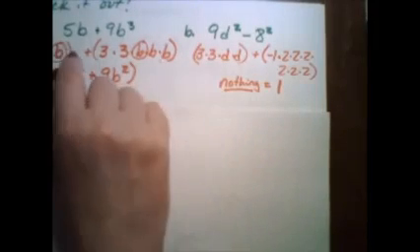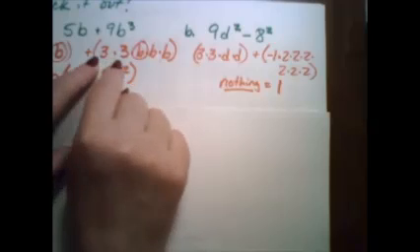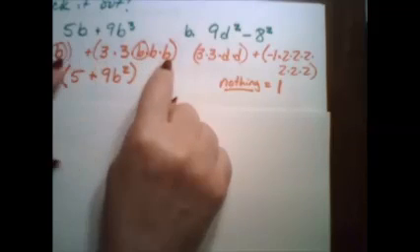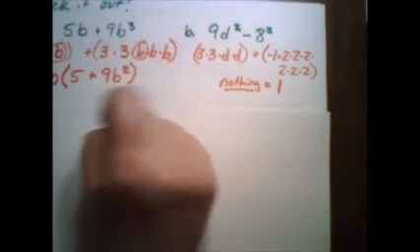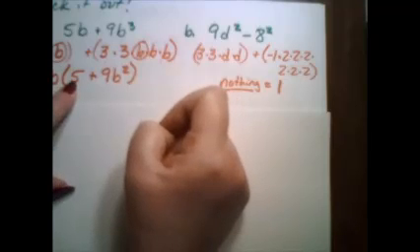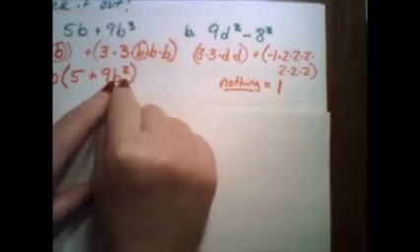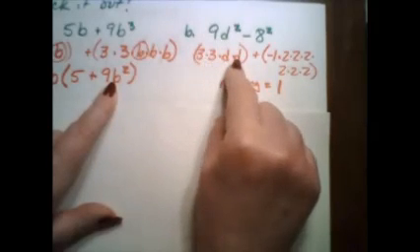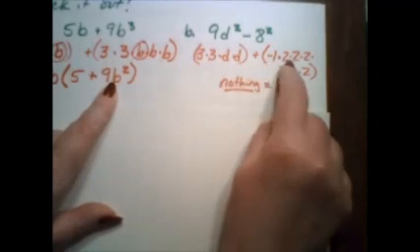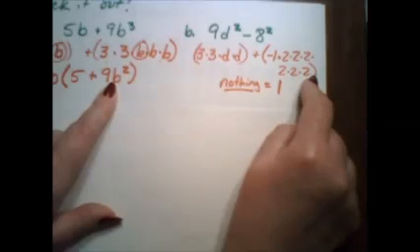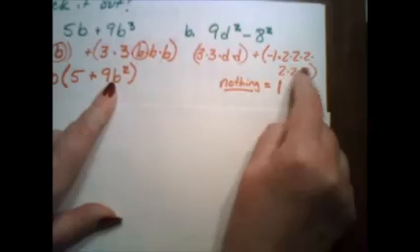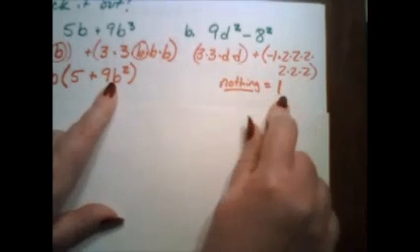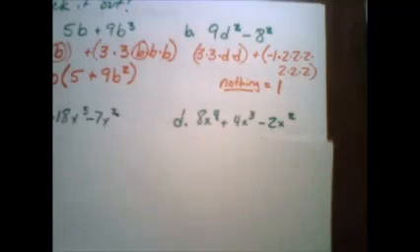So for 1a, 5 times b and 3 times 3 times 3 b's. All I have are the b's in common, so I'm going to pull that b out, and I've got 5 and 9b squared all the way left. 9d squared and negative 8 squared, which is 64, which is 2 times 2 times 2 times 2 times 2 times 2. They have nothing in common, so their common factor is 1. That was your trick question.